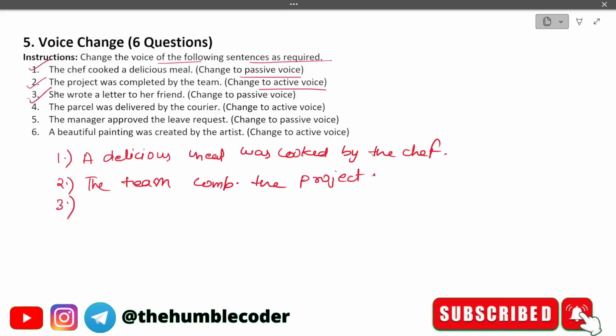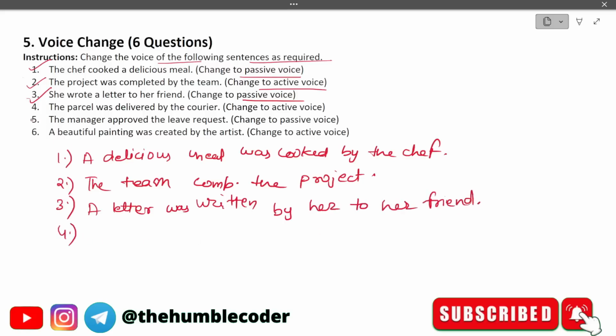The question is: she wrote a letter to her friend, and we need to change this to passive voice. So the answer for this one is going to be: a letter was written by her to her friend. Okay, so this is going to be the correct answer. Let's see the next question now quickly.